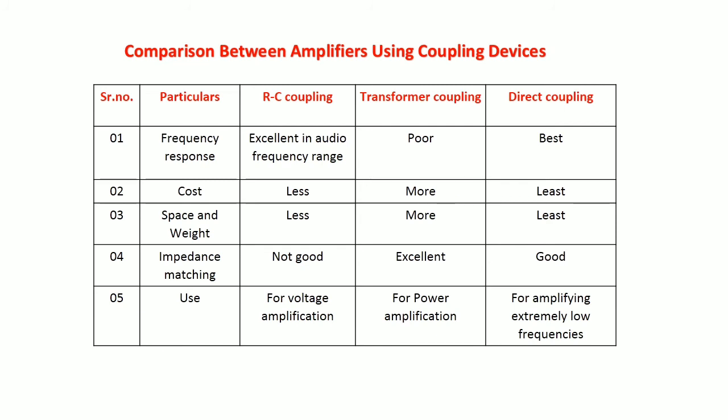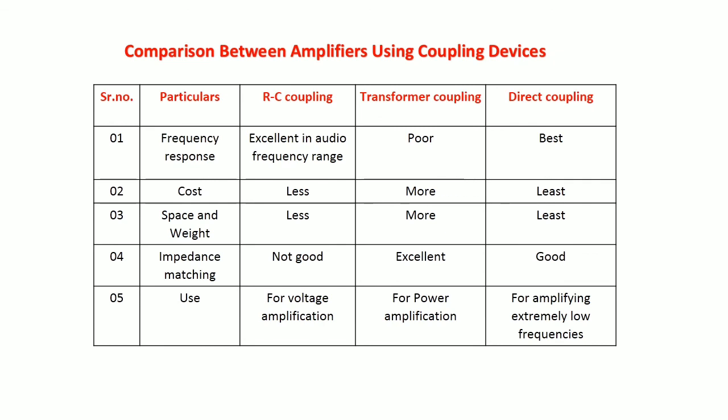Regarding space and weight, for RC coupling the space is less, but for transformer coupling it is more, and for direct coupling the space is very small as very few components are used. Impedance matching for RC coupling is not good, but for transformer coupling it is excellent because of the use of a transformer, and for direct coupling it is a little bit good.